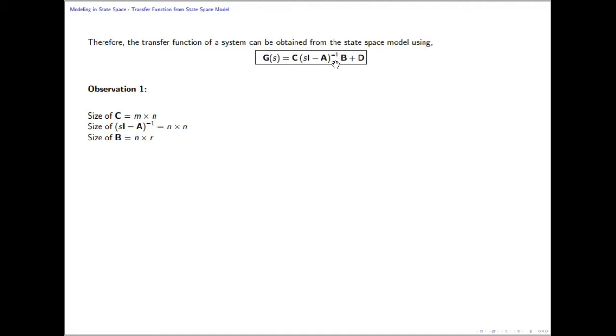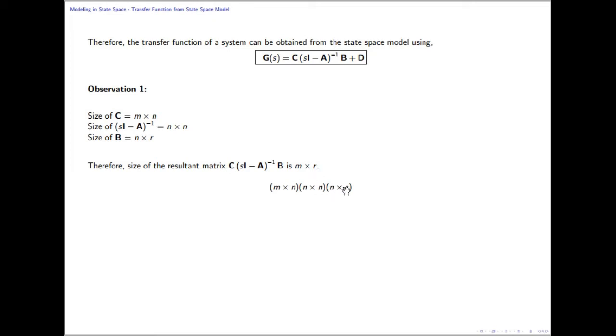And therefore, this is also going to be a matrix. This inverse, the entire thing, is a matrix. B is also a matrix. D is also a matrix. The size of C is m cross n, where m is the number of outputs and n is the number of state variables. The size of this inverse matrix is n cross n, where n is the number of state variables. The size of B is n cross r, where r is the number of inputs. So the product of these three matrices is going to be a matrix of the size m cross r.